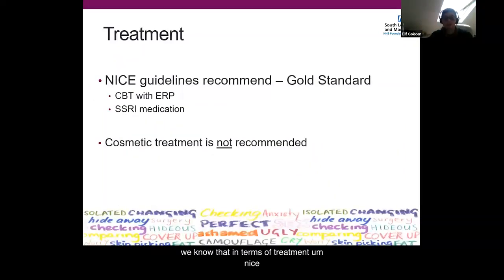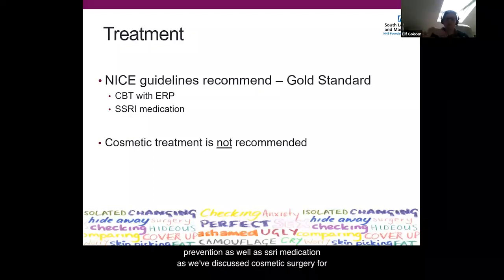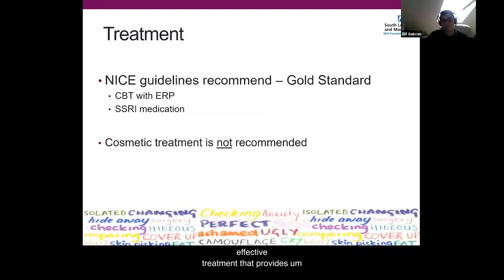We know that in terms of treatment, NICE recommends that the most effective evidence-based treatments for BDD are cognitive behavior therapy with exposure and response prevention, as well as SSRI medication. As we've discussed, cosmetic surgery for lots of reasons is not recommended, because we know that that's not an effective treatment that provides long-term good outcomes.